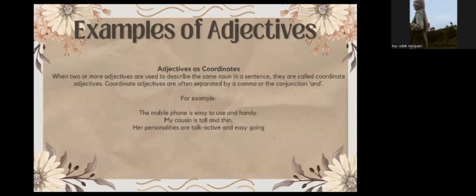Coordinate adjectives are often separated by a comma or the conjunction and. For example, the mobile phone is easy to use. The mobile phone is easy to use and handy. My cousin is tall and thin. Her personality is tall, active, and easygoing.